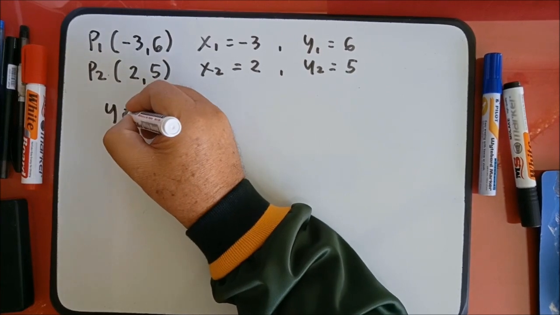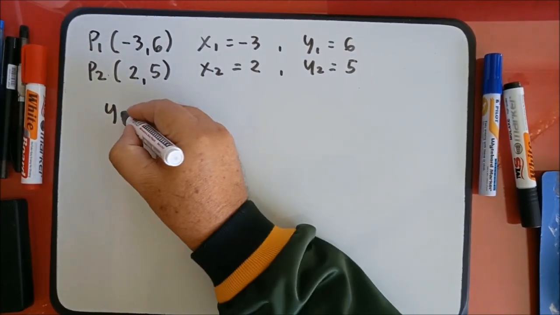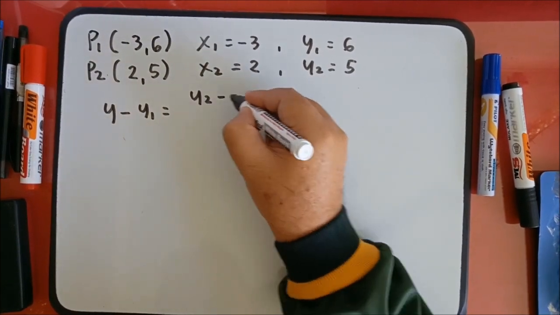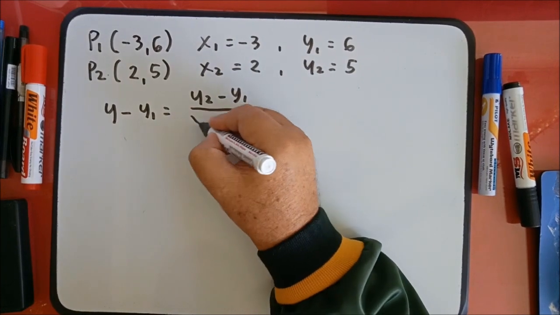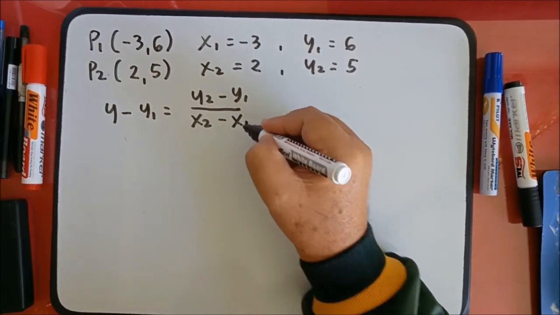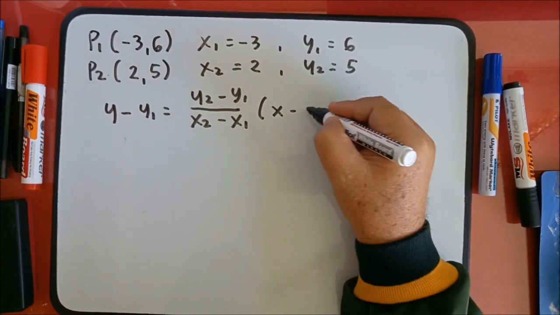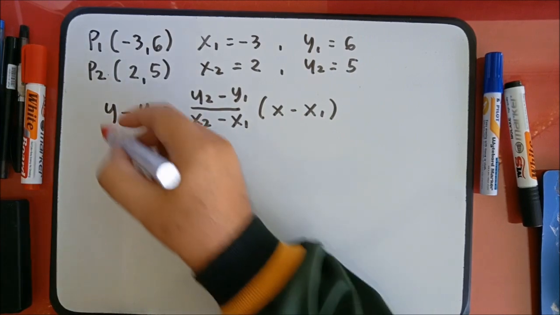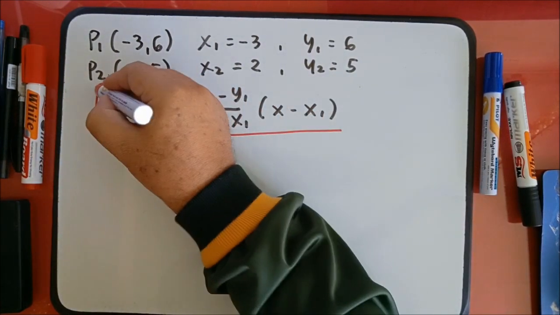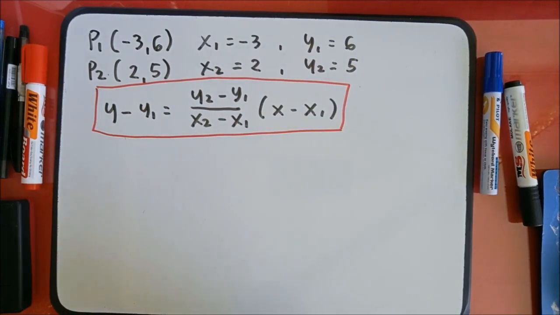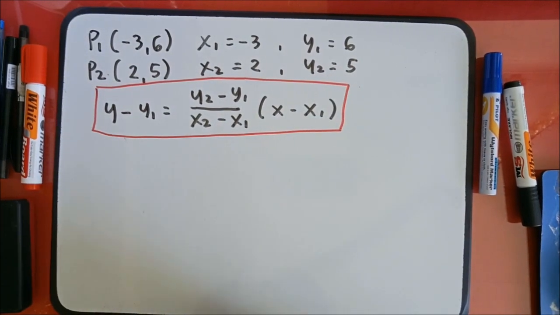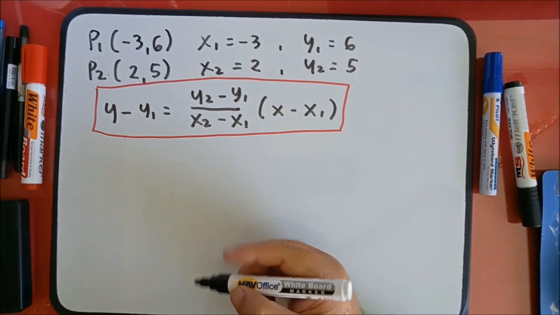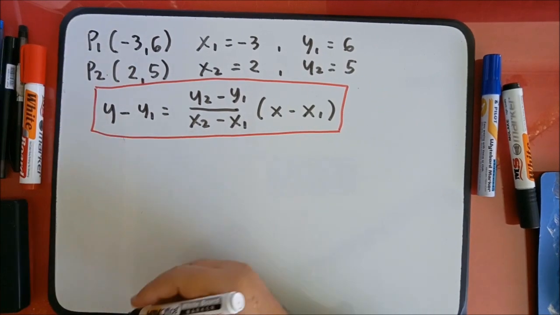Y minus y sub 1 is equals to y sub 2 minus y sub 1 over x sub 2 minus x sub 1 times x minus x sub 1. Okay. Try to memorize this, no? Try to memorize this. This is our formula in finding the equation of the line given 2 points. Okay. Ano ang gagawin natin ngayon? Substitute. Meron ka ng point 1, meron ka ng point 2.